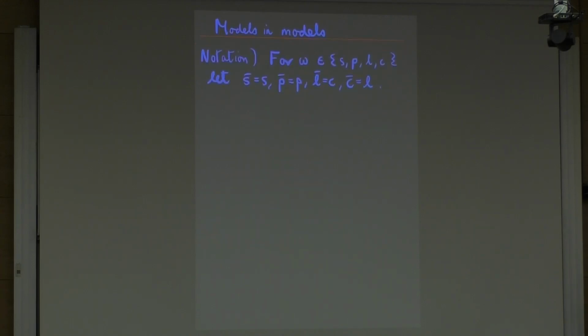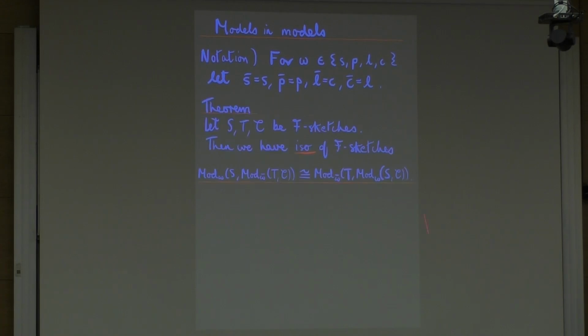Okay, so our main theorem, I suppose, is about models in models. If you take your different weaknesses, you have this bar operation, which interchanges lax and colax, because you're swapping the direction of 2-cells, but it doesn't do anything else. Our theorem is that if you have three F-sketches, then you have an isomorphism where you look at models in models, but you have to swap the weaknesses here. So it's sort of lax and colax, colax and lax. The proof of this is nice.